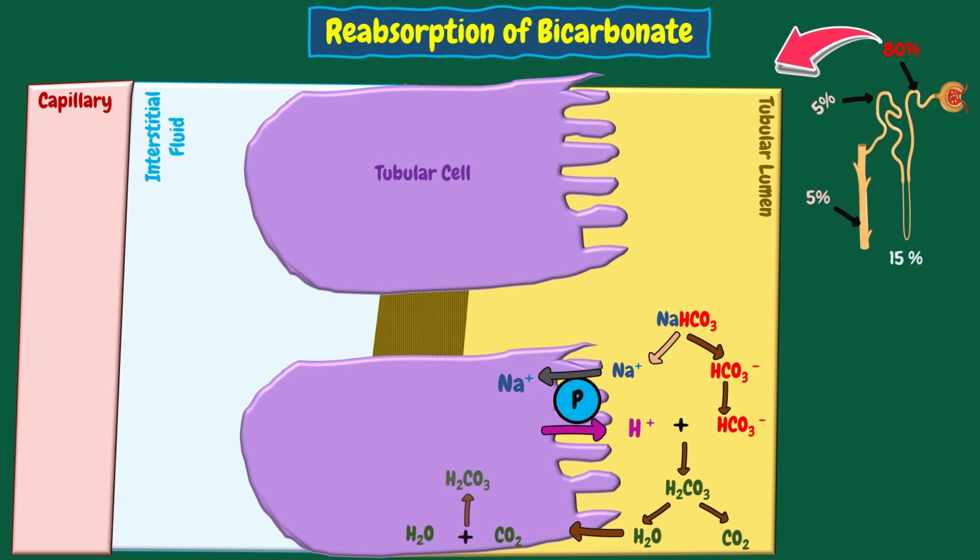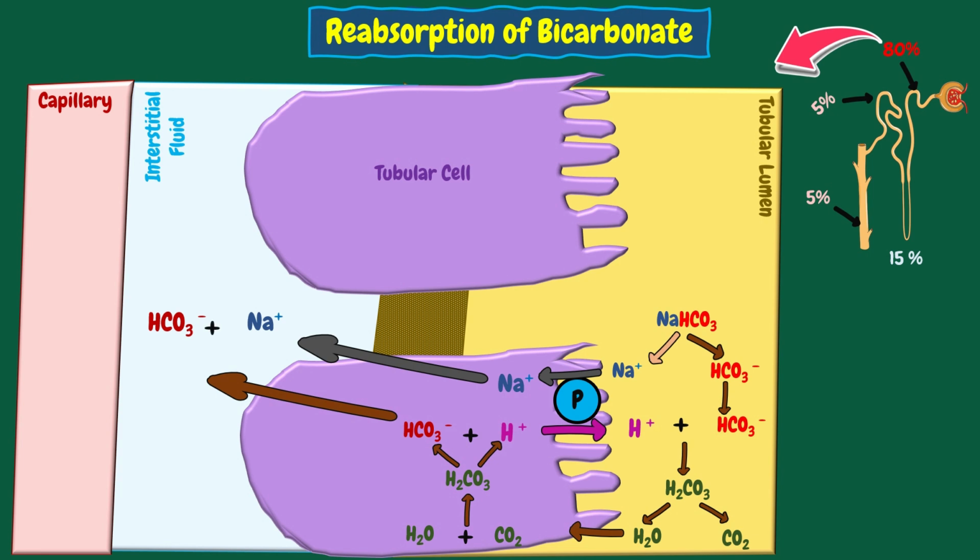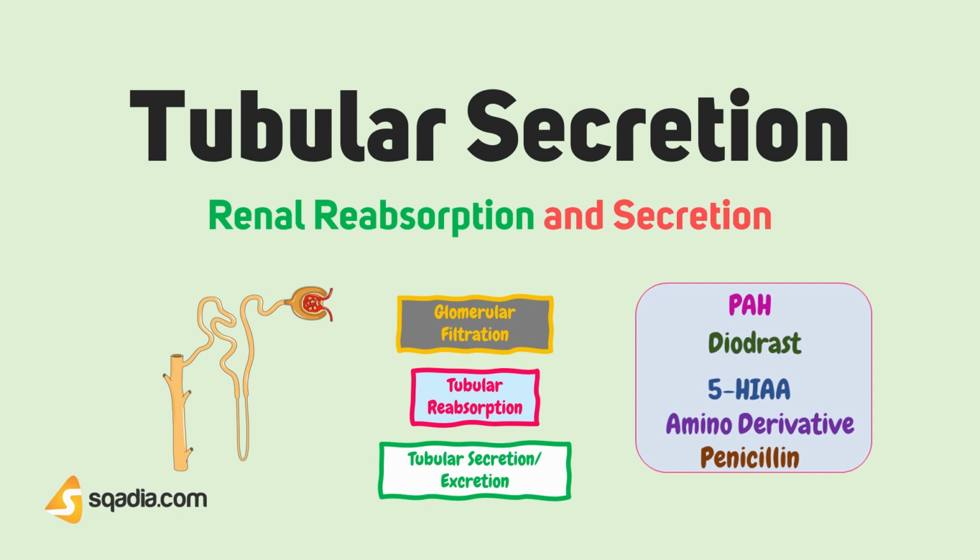In the tubular cells, carbon dioxide combines with water to form carbonic acid. It immediately dissociates into hydrogen and bicarbonate. Bicarbonate from the tubular cell enters the interstitium. There it combines with sodium to form sodium bicarbonate. This was all about this section. In our next section, Dr. Jessica will join us and help us to understand the tubular secretion in detail.